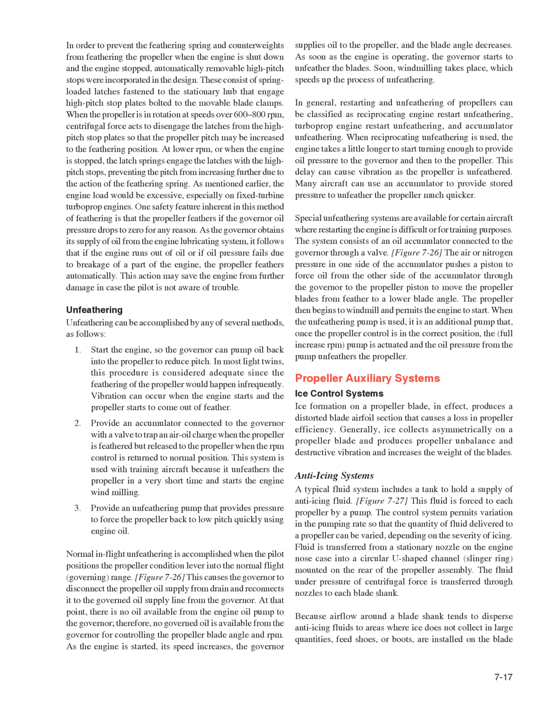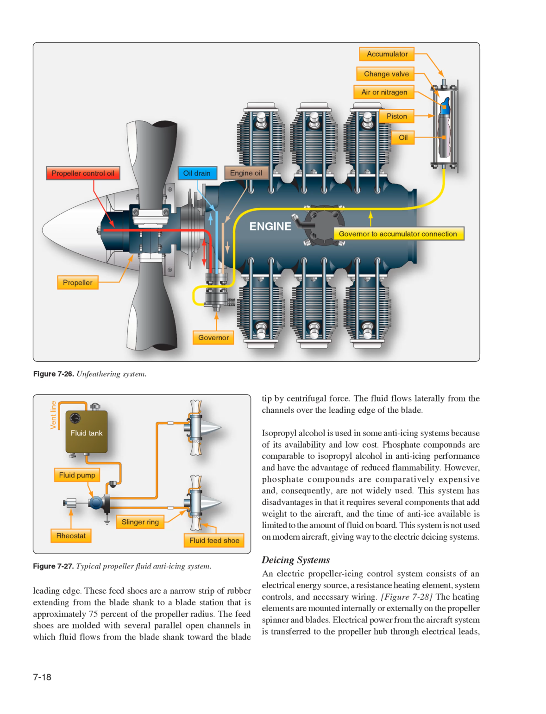Because airflow around a blade shank tends to disperse anti-icing fluids to areas where ice does not collect in large quantities, feed shoes or boots are installed on the blade leading edge. These feed shoes are a narrow strip of rubber extending from the blade shank to a blade station that is approximately 75% of the propeller radius. The feed shoes are molded with several parallel open channels in which fluid flows from the blade shank toward the blade channels over the leading edge of the blade.